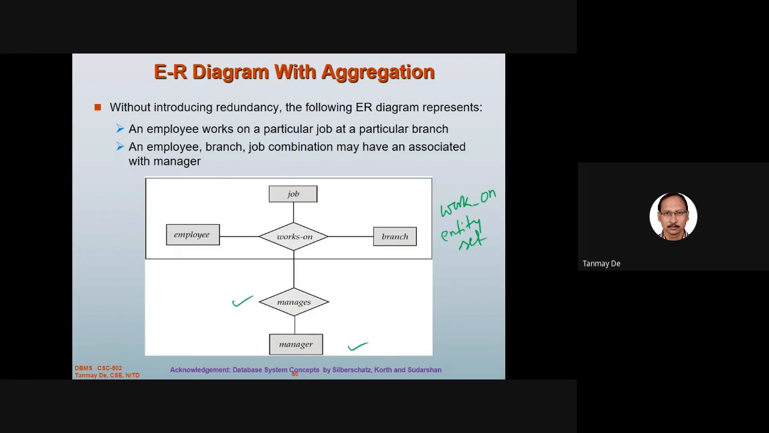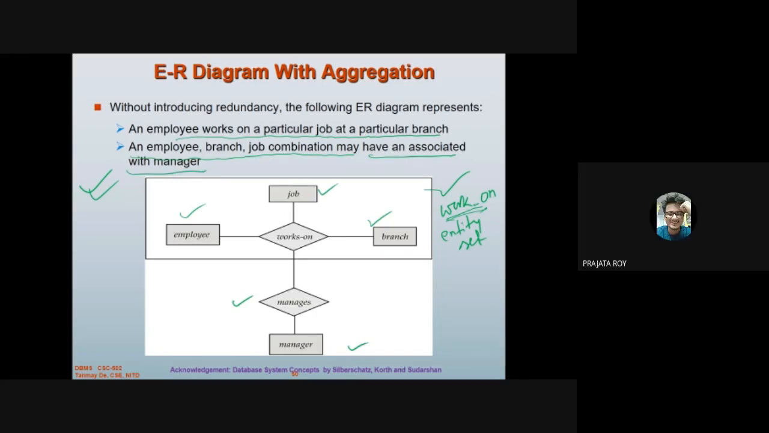So without introducing any redundancy, in this ER diagram, an employee works on a particular job at a particular branch, and this employee, branch and job combination, that is, this work on entity, may be associated with the manager. You got my point, na?